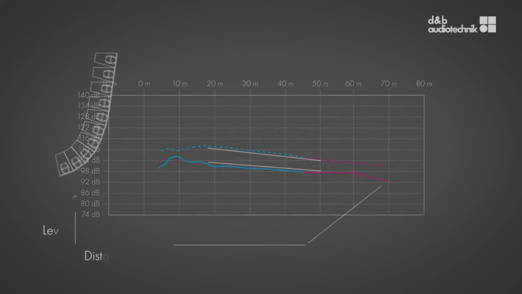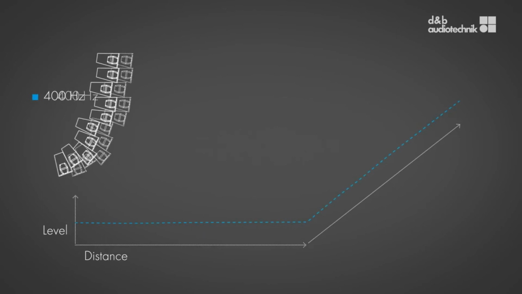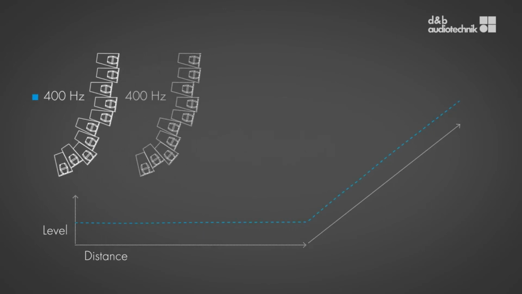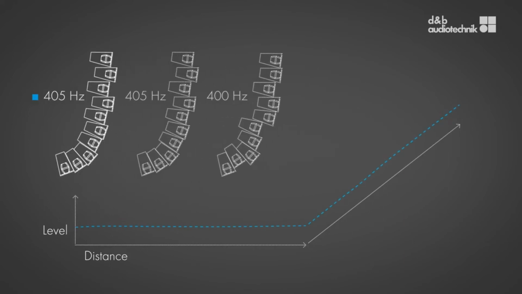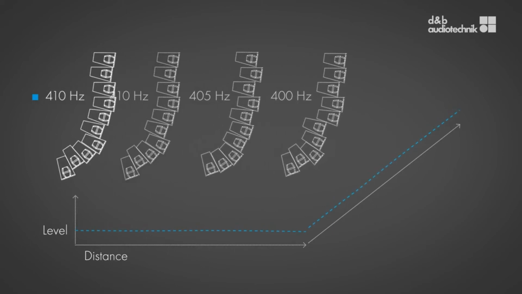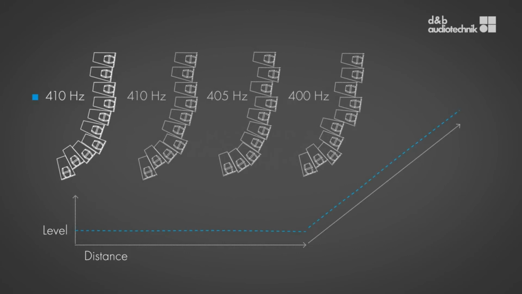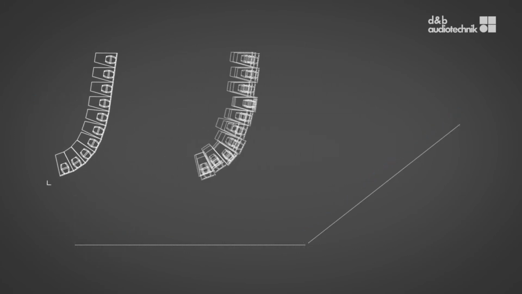Mathematically, a solution can be derived that makes the tonal balance completely consistent. Let's investigate this for 3 example frequencies. To achieve constant level for a given frequency over the audience area, the array would need to have a specific mechanical configuration. However, to achieve exactly the same result, even for a neighboring frequency, the array's shape would have to be completely different. Obviously, a real-world array can only have one given mechanical shape at a time.